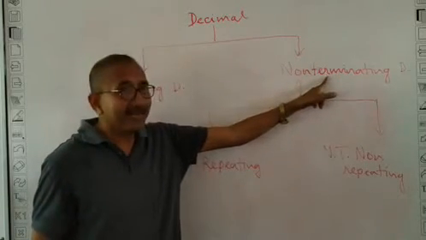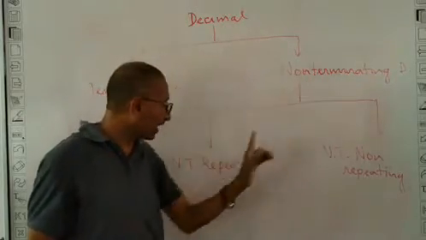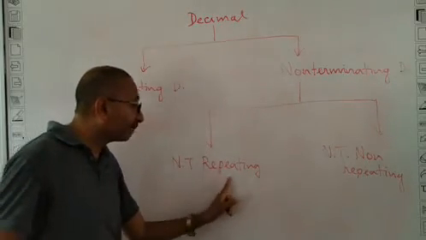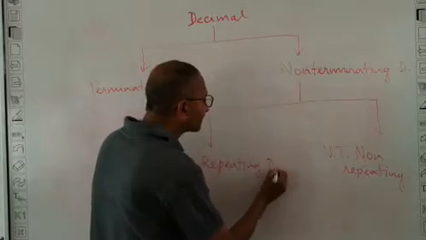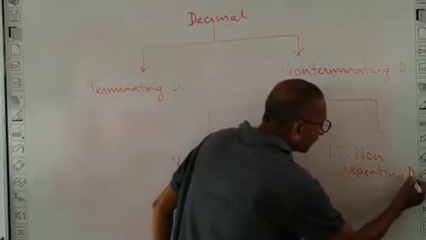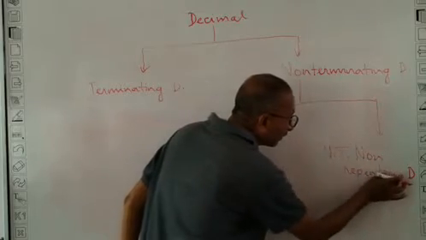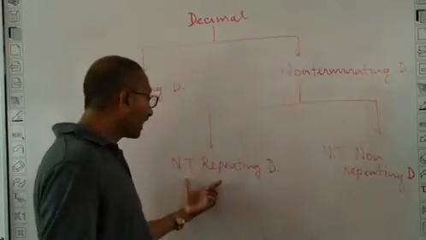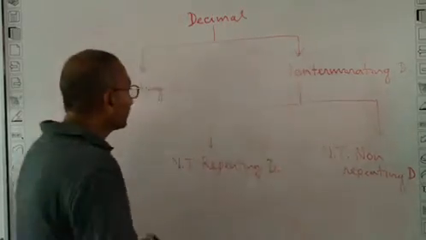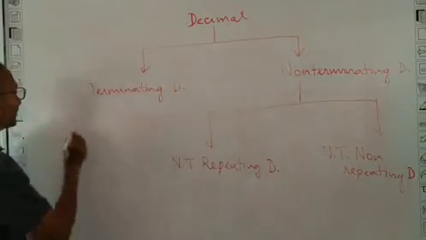Again, non-terminating decimal has two types. One is non-terminating repeating decimal, and another one is non-terminating non-repeating decimal. Here it was non-terminating repeating, that means repeating decimal, and this is non-repeating decimal.